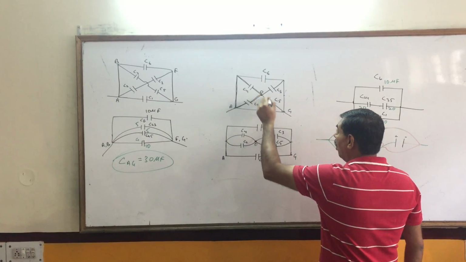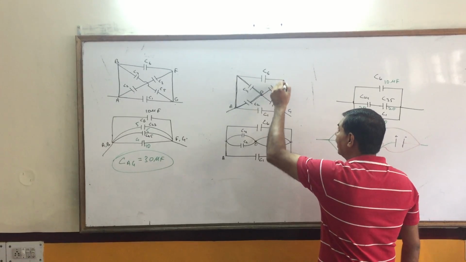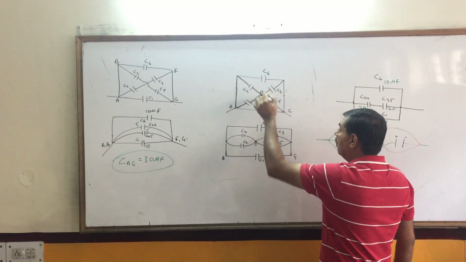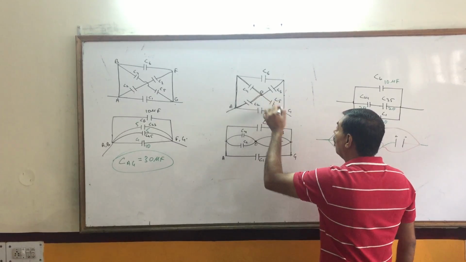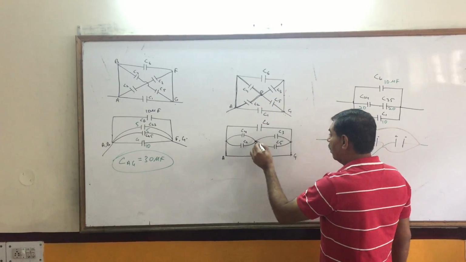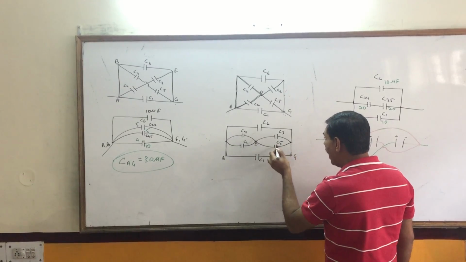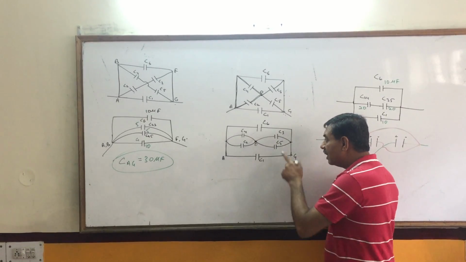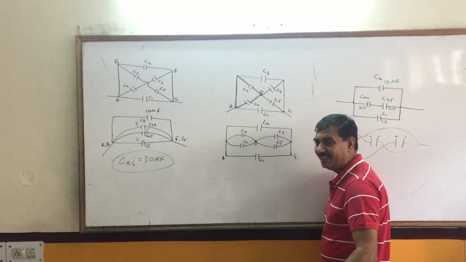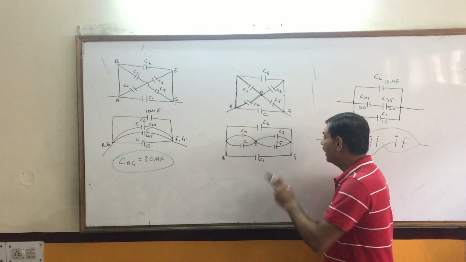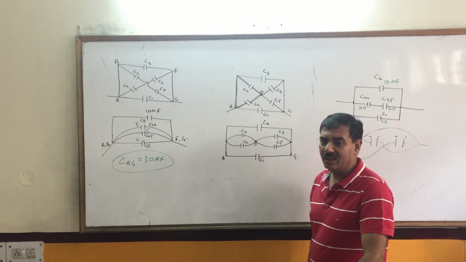Similarly, between O and G, C3 is connected. Between O and G, C5 is also connected. I have drawn them in a manner so that you can see that C2 and C4 are in parallel clearly, and C3 and C5 are also in parallel clearly.